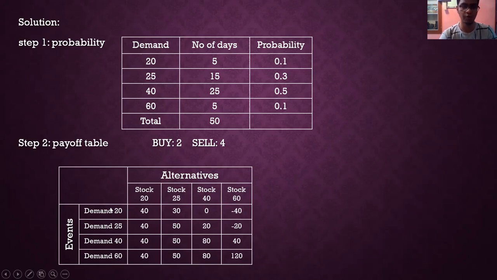Now we have to fill the payoff table. So how to fill the payoff table? First we have to look at how many stocks we have and how many demands we have. Here we have a stock of 20 and a demand of 20. So we have 20 vaccines and 20 patients to whom we are selling them, so we can directly sell these 20 to 20 patients.